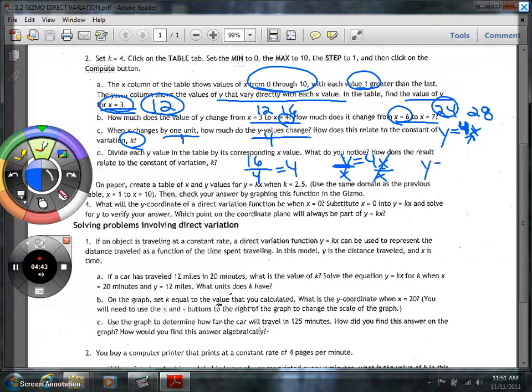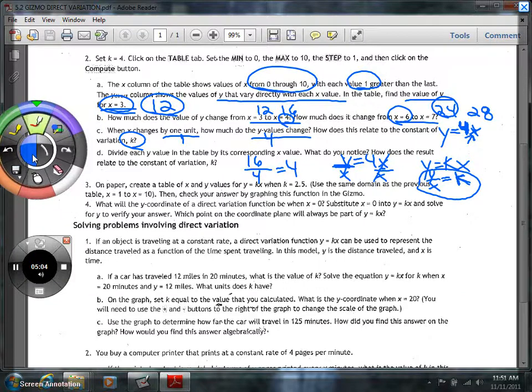So let me start with a generic y equals kx. If I divide both sides by x, then that's what k equals. So y divided by x. So it was having you take those y values in the table and divide them by x, and every single time we were getting 4, which for this problem, the k was 4.